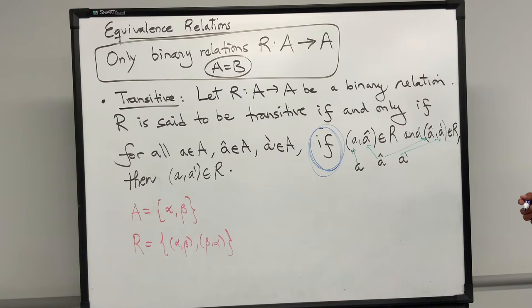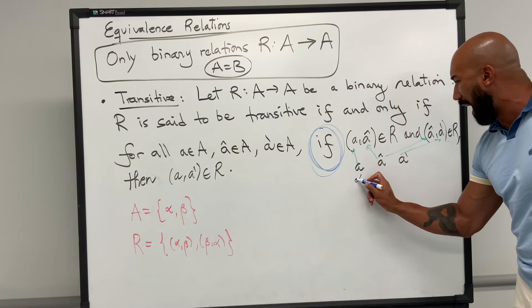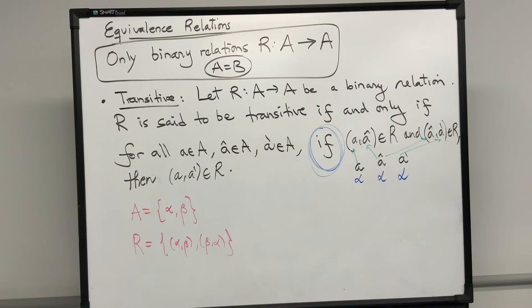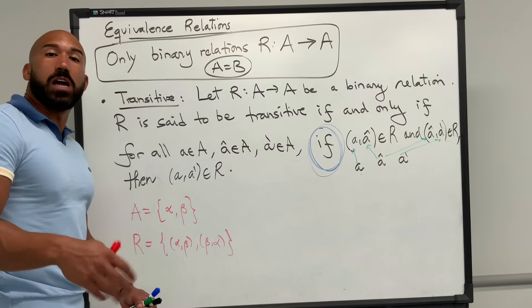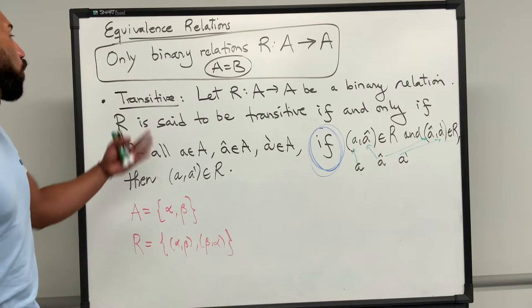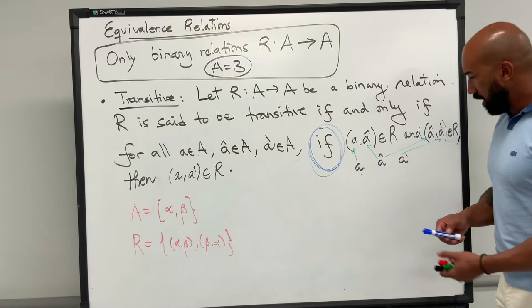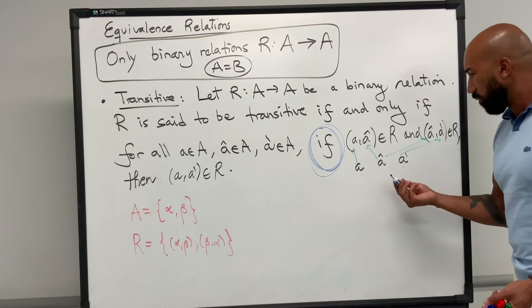Okay, how many possibilities do I have for these elements? Alpha and alpha. Alpha for all of them. Is that okay? We have this relation here, and we are going to verify whether this relation is transitive for now. Well, we need to go over all the configurations that we have of three elements, not necessarily different. So, how many configurations do I have?